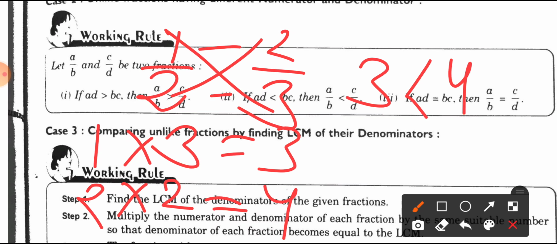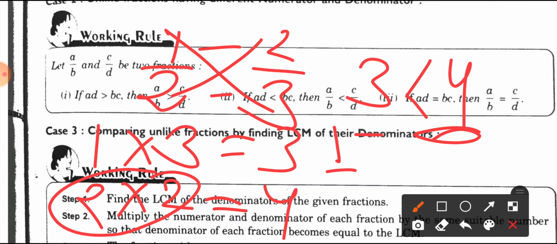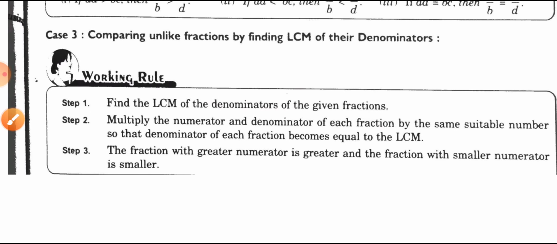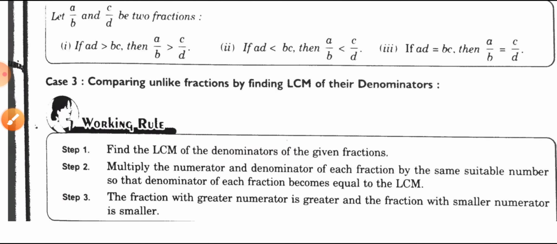So which one is greater here? 4 is greater than 3. It means 2 multiply 2 is greater than 1 multiply 3. So easily we can write that 1 by 2 is less than 2 by 3. Like this you have to solve. You will understand better when we solve the questions based on this topic.